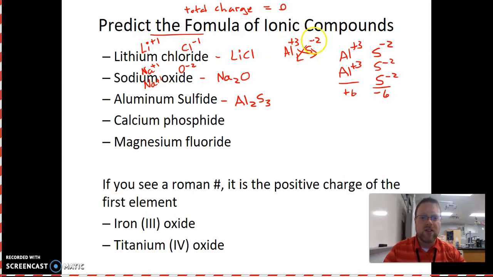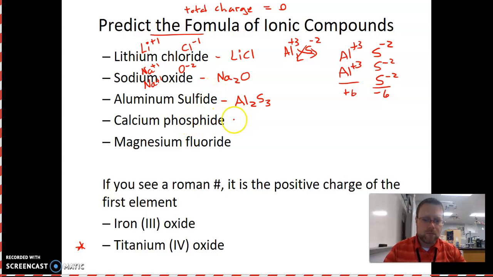Basically, this little 2 comes down on the aluminum, you can see that there, and the 3 comes down on the sulfur, and you can see that there. That is a shortcut method for getting a neutrally charged formula. Now, something that's important to keep in mind, though, is that that ratio needs to be reduced. And we'll show that down here in just a second.